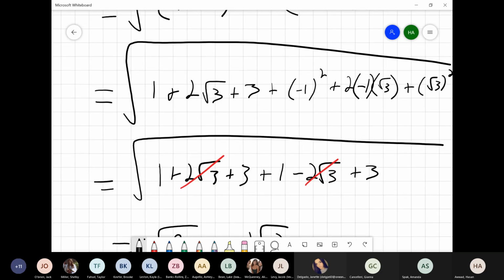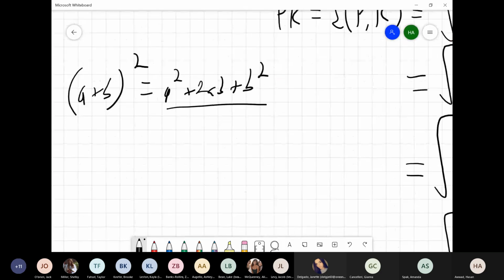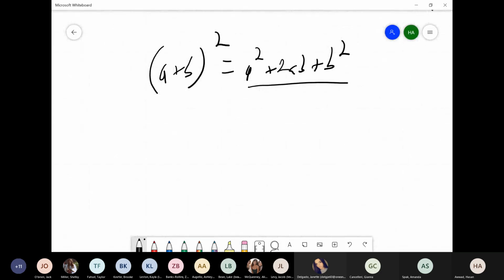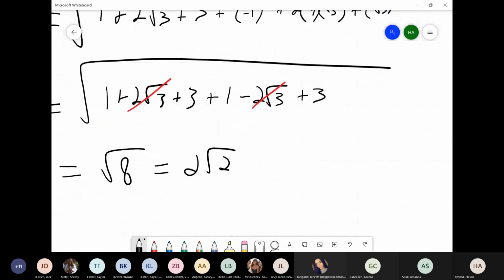So really the key to doing this distance problem was just understanding that you could expand this. And once you expanded this, you had some really nice cancellations. And you got rid of that root 3 problem that we were having. And then we just got 2 square root of 2 at the end when everything canceled out.